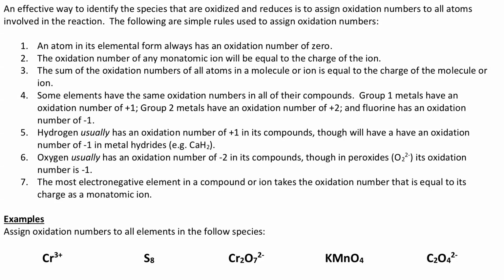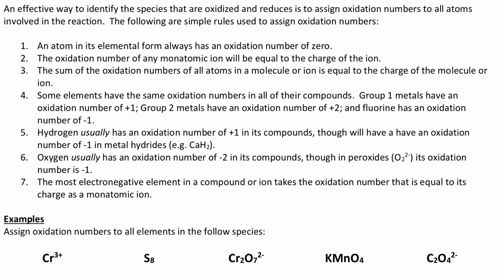Hydrogen is +1. Yes, if it's a hydride, it's going to be -1, not +1. Okay? Oxygen is usually -2 if it's in a compound. If it's a peroxide, like hydrogen peroxide, peroxide is O2 2-. In that case, the oxidation number of the oxygen is -1.